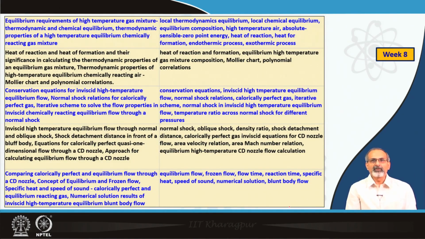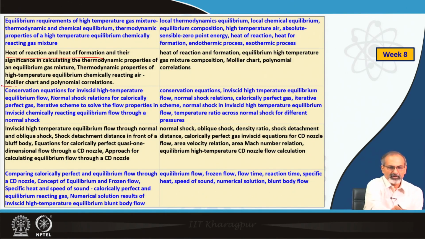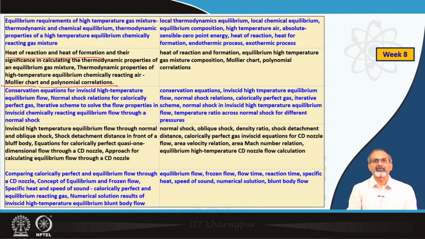Then we moved on to equilibrium requirements of a high temperature gas mixture, thermodynamic and chemical equilibrium, thermodynamic properties of a high temperature equilibrium chemically reacting gas mixture, heat of reaction and heat of formation and their significance in calculating thermodynamic properties of an equilibrium gas mixture. We also learnt about the Mollier chart. Once again, you might have learnt it in your earlier thermodynamics courses related to power plants, and then some polynomial correlations which may be useful, and then the conservation equations for inviscid high temperature equilibrium flow were learnt.